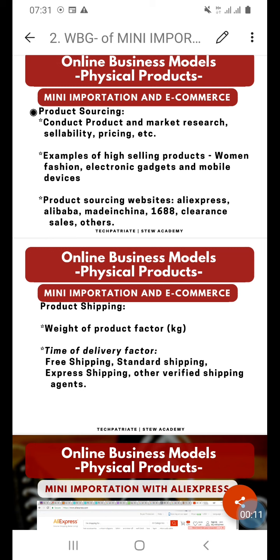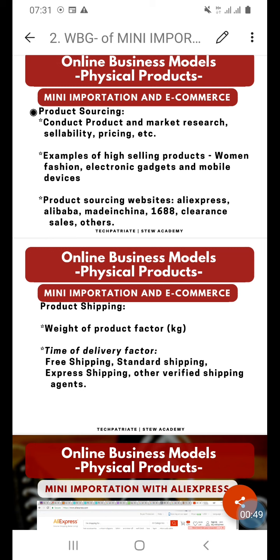And in this course, I will be explaining product sourcing and all that. Now, one of the things I'll be explaining is how to source for a product, how to conduct a proper product research and your market research, how to check the sellability of an item, and how to even cost and price it. And I will also be giving you examples of high selling products, and I'll be explaining different product sourcing websites.